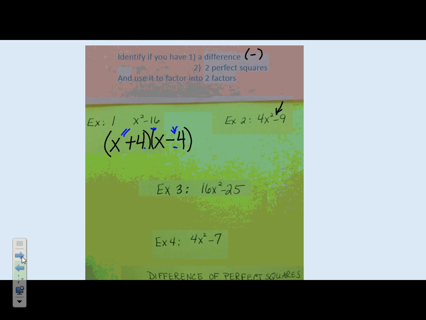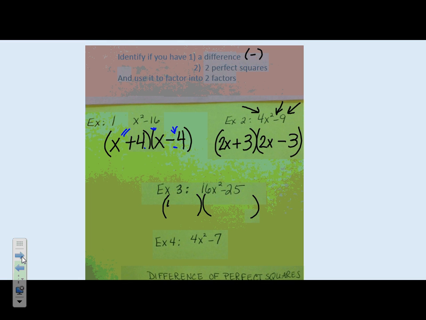Again, I'm noticing the subtraction. I'm also noticing that 9 is a perfect square, as is 4. So I can factor these right away. The square root of 4 is 2, so this is going to be 2x. 2x times 2x makes 4x squared. 9 is 3 times 3. One's positive, one's negative in order to make the negative 9. Done. It's factored. Let's do the third example.